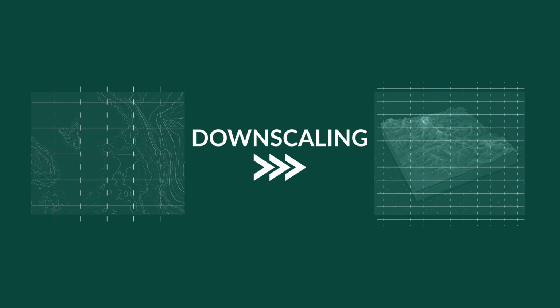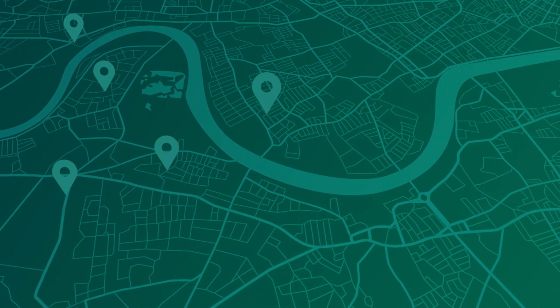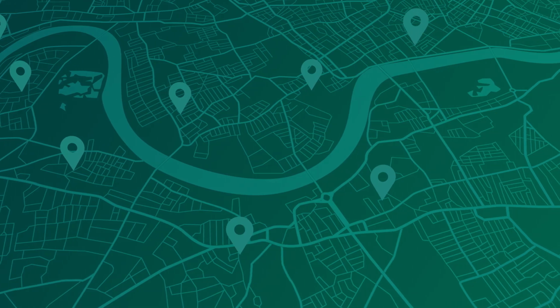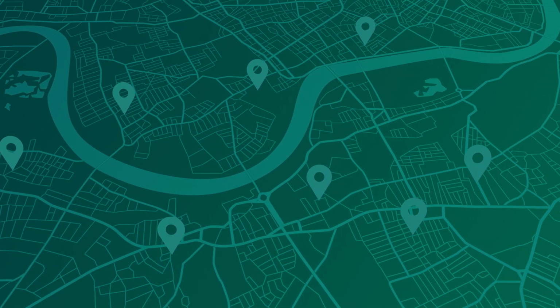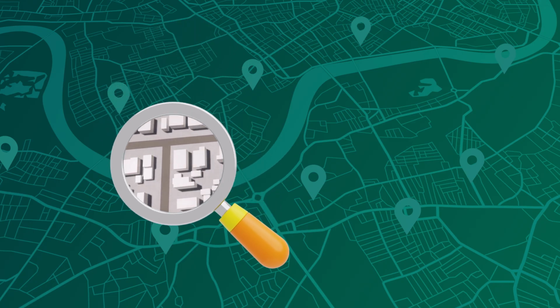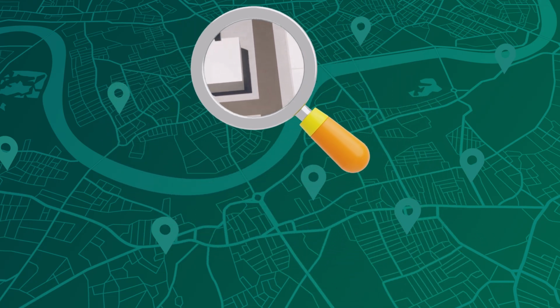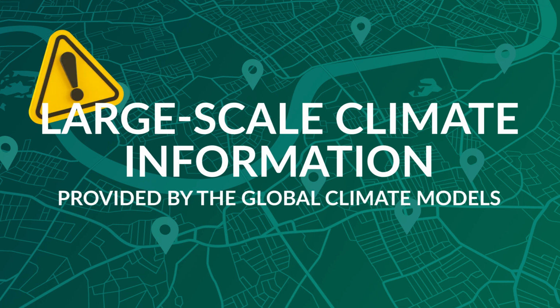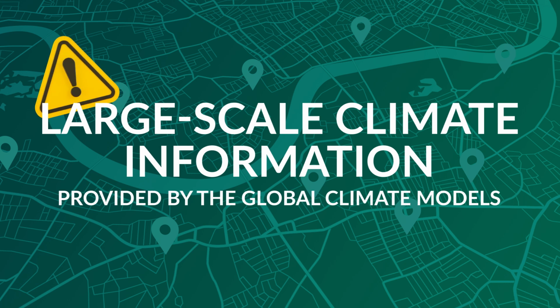So downscaling is actually a practice to link the large-scale climate information with the local-scale climate information, which is relevant to local applications. So it is important to do downscaling because many issues that we are concerned with in human society are not really represented in the large-scale climate information provided by the global climate models.